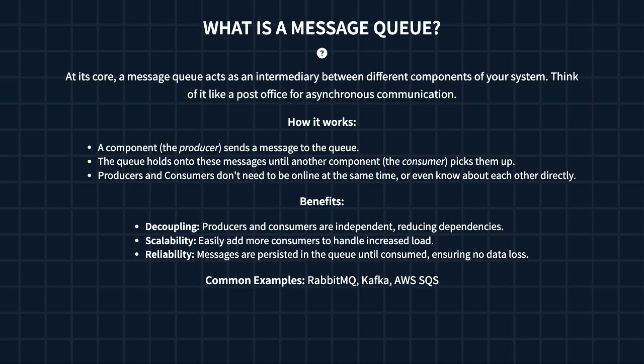A message queue lets them talk indirectly. One service puts the new user sign-up message into the queue, and the other service picks it up later. This separation makes things much more flexible, easier to scale, and more reliable because messages aren't lost if one part of the system is temporarily down.